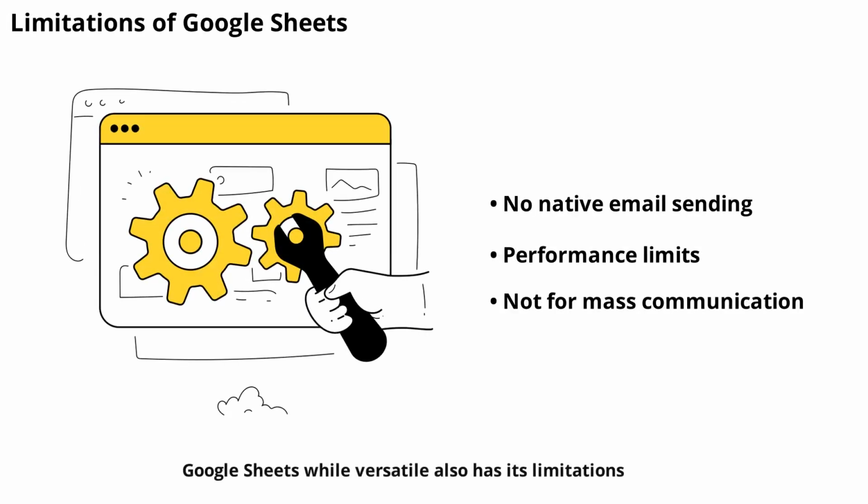Google Sheets, while versatile, also has its limitations. It cannot send emails natively without scripts or add-ons, and it's not optimized for mass communication. Handling very large datasets can slow down performance. For advanced marketing, customer engagement, or automated communication, dedicated email automation software is necessary.